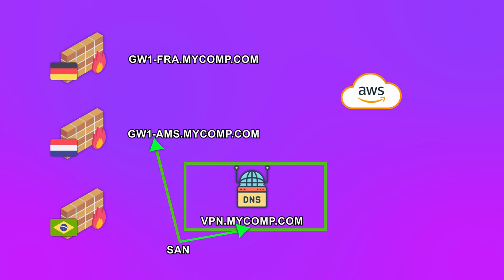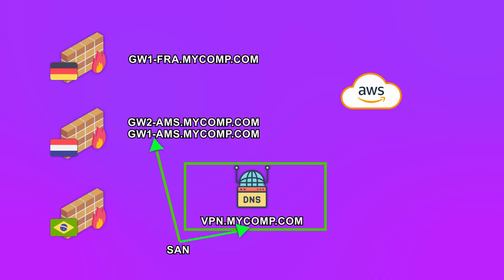I've done this for clients, smaller businesses, to have one certificate for all the gateways. It's a big list of SAN entries, but it can be done. But in this case, I would go for the option to have one certificate per gateway, or at least per location, so that I have GW1-AMS. If I have a second gateway in Amsterdam, I would call it GW2-AMS.mycomp.com. And this is the way that I would connect to the gateway.